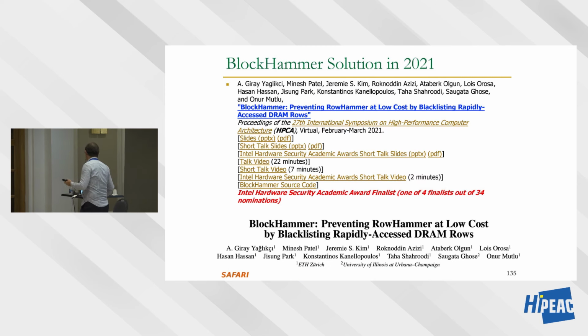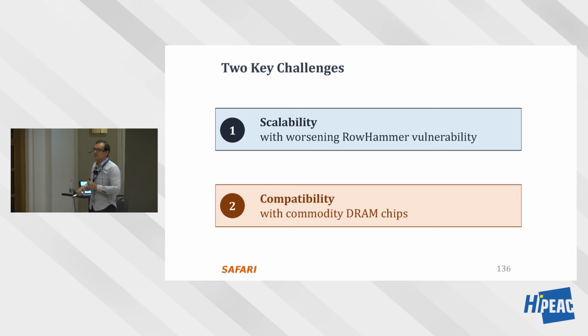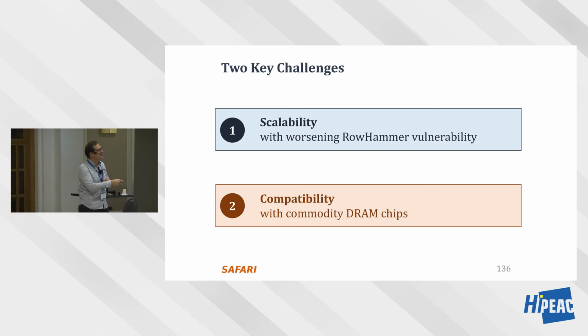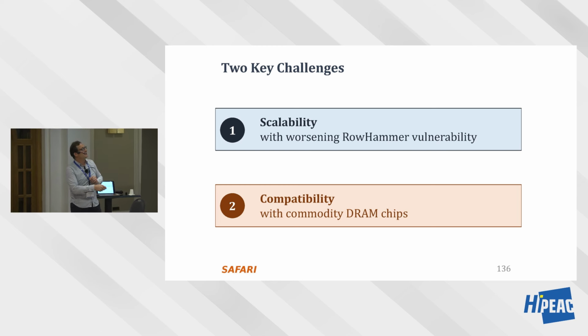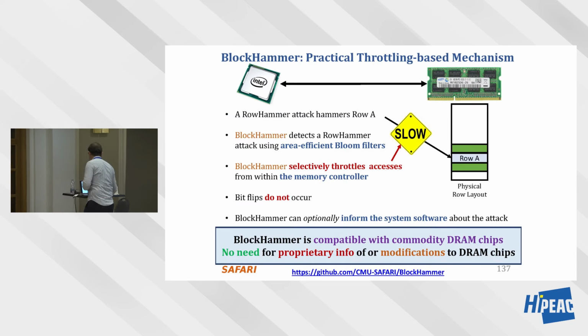Okay, so there are other solutions to Rowhammer. I think I like the solution. It doesn't scale to very small Rowhammer counts, but our goal in this solution was to scale as much as possible with worsening vulnerability and not change the DRAM chips as much as possible. And I'll give you the basic idea of the solution. Essentially, it's a throttling mechanism.